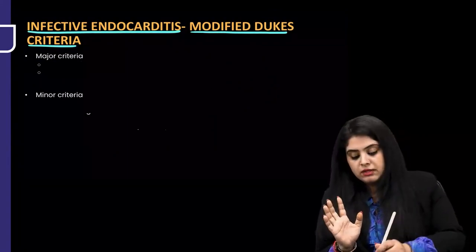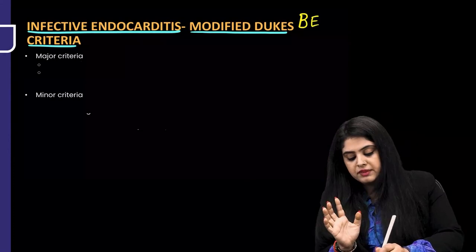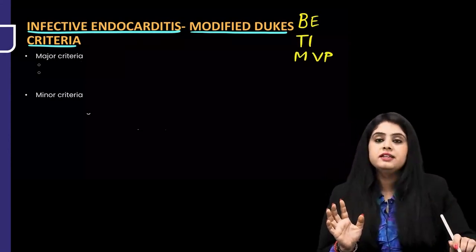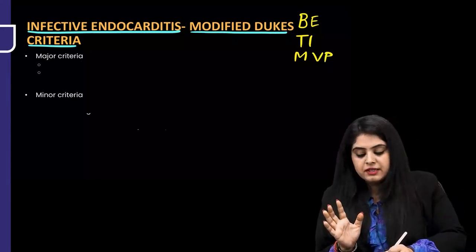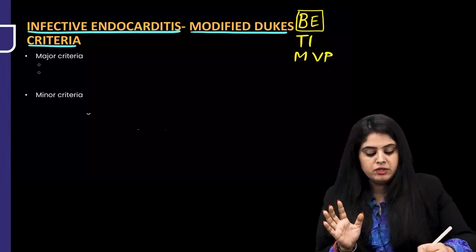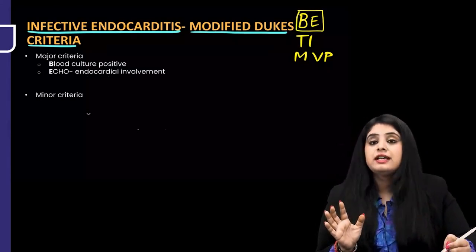Before that, let me tell you the mnemonic. The mnemonic is Beti is the most valuable person. Okay? Beti is the most valuable person. But why have I written it like this? Beti ka BE is going to be your major criteria. Your major criteria is BE.